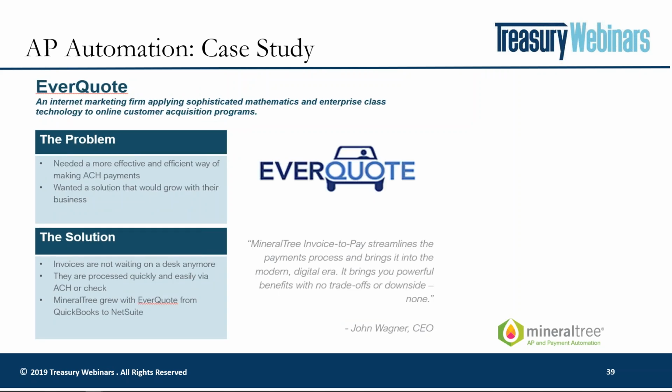EverQuote, internet marketing firm. They had issues with making ACH payments, so they realized that they need to be more efficient in the way they were making their payments, take more control doing those electronic payments, and they were in a fast-growing industry. So they were really able to streamline the processing of the invoice, and they were easily processing those via ACH or check. And then, as I mentioned earlier, the ability of the business flexibility of these resources, they were able to stay with the solution they selected when they upgraded from QuickBooks to NetSuite. So as their business became more complicated, they were able to keep that solution.